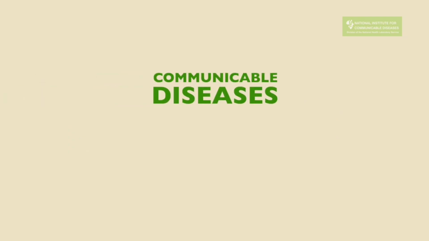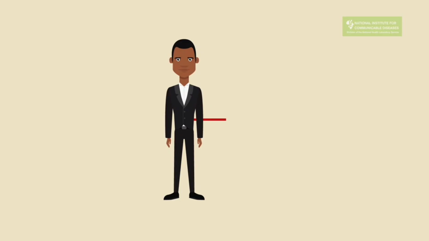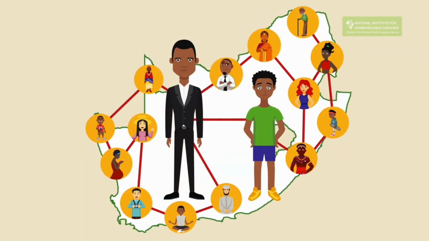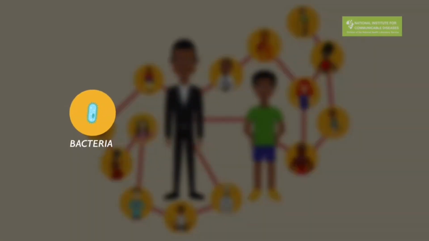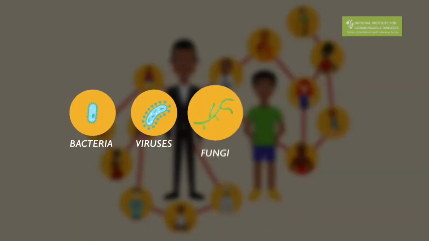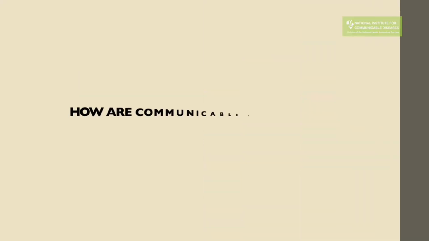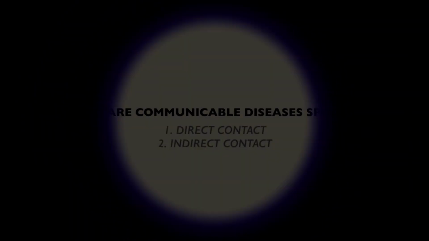Communicable diseases, or most commonly known as infectious diseases, are diseases that can be spread from one person to another and can cause a large number of people to get sick. They are caused by germs like bacteria, viruses, fungi, parasites, or toxins. But how are communicable diseases spread? There are two ways communicable diseases can be spread: through direct contact or indirect contact.